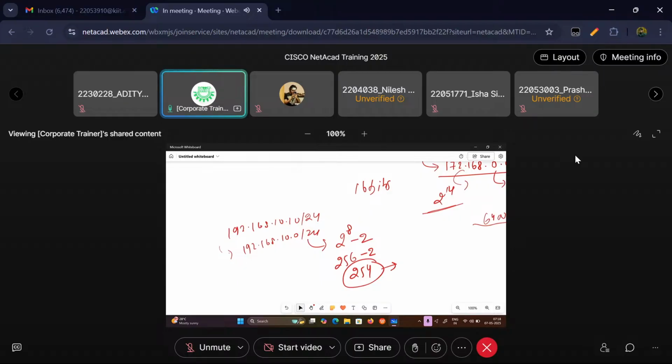But if you have a requirement of only, let it be 10 IPs from this class, right? So if you subtract this value 10, what will you get? 244. 244 IPs will be wasted in this case.